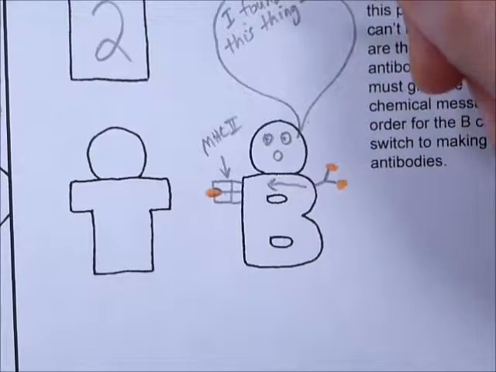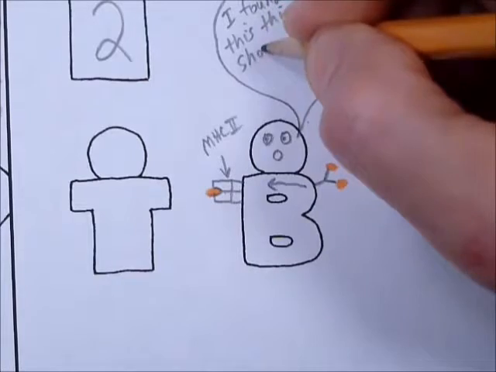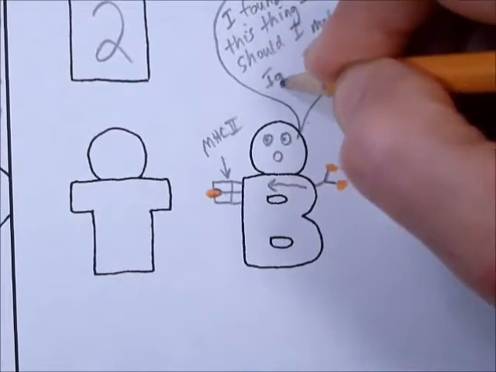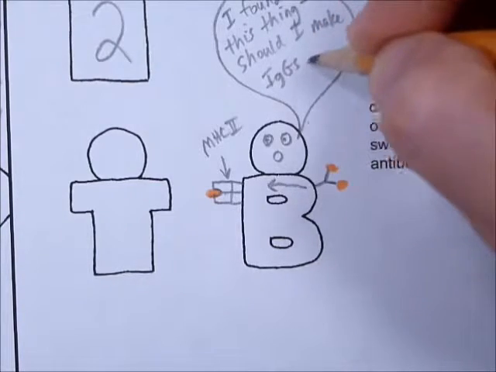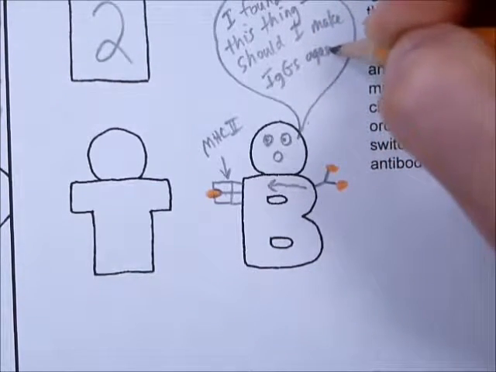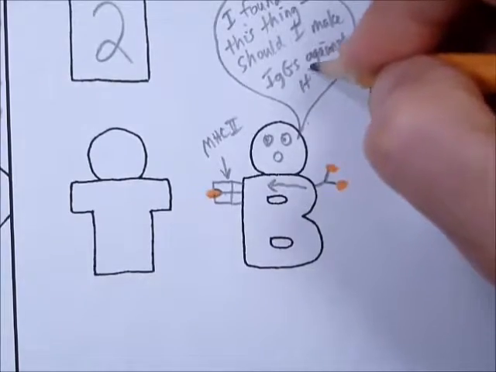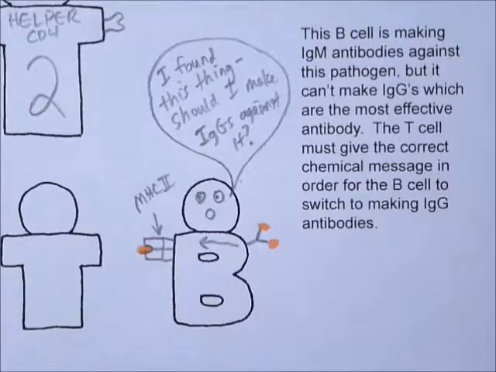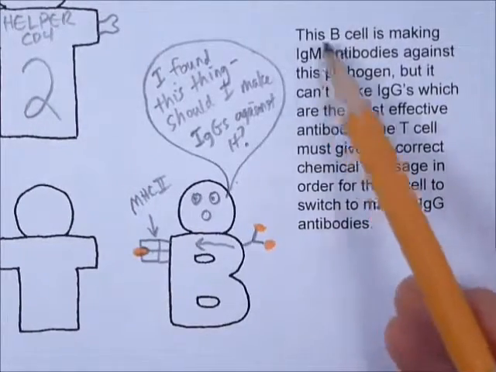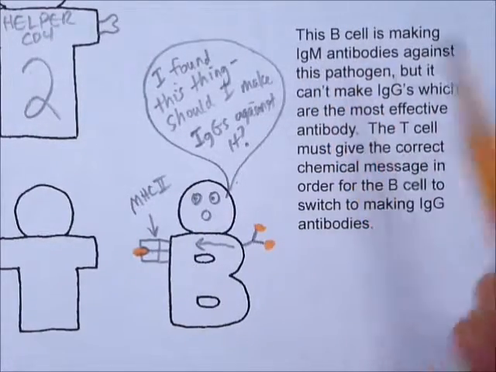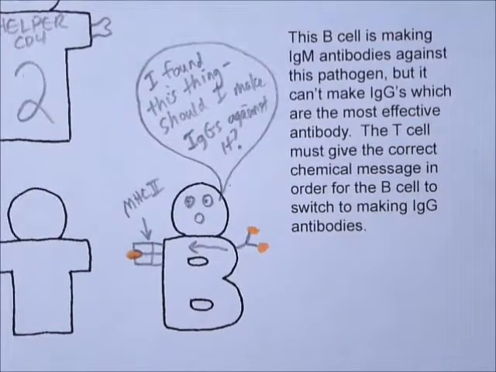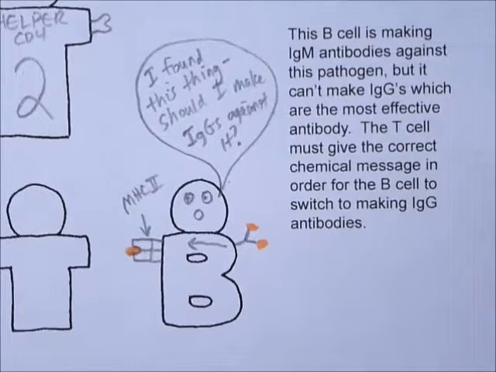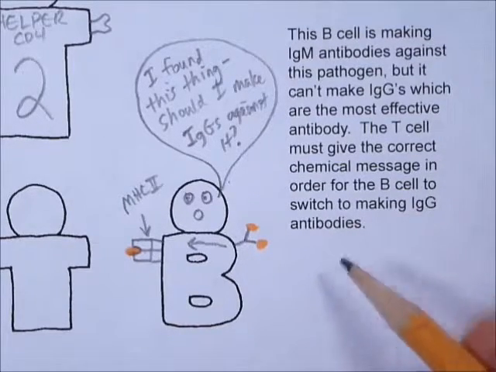Should I make IgGs against it? Now this is an important question because this B cell is making IgM antibodies right now against this pathogen. It knows this is something nasty and it needs to start making antibodies against it. What it's been making are IgMs.